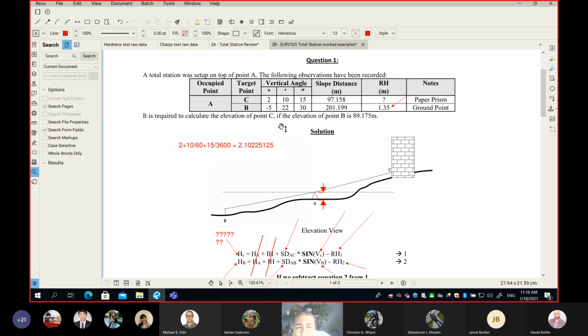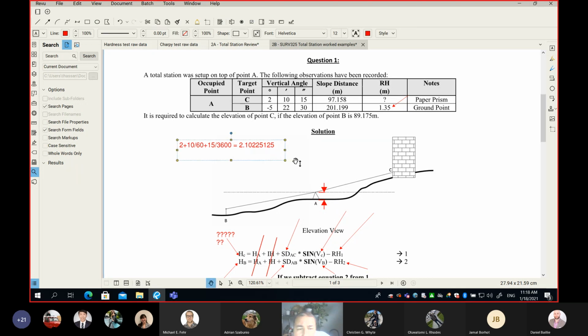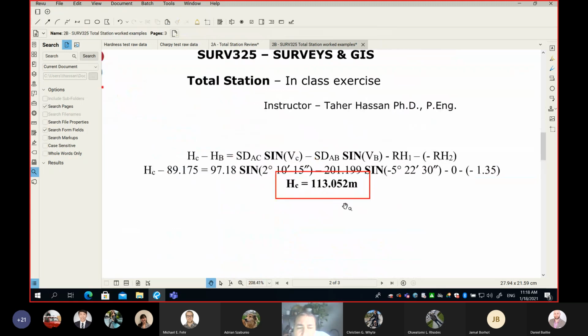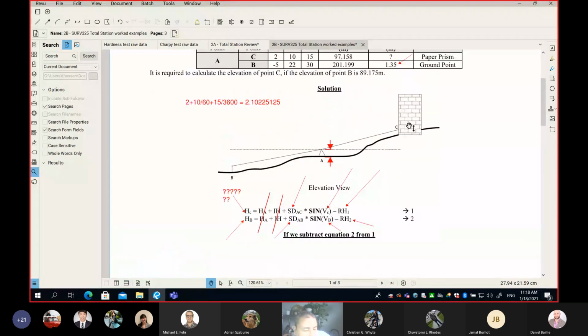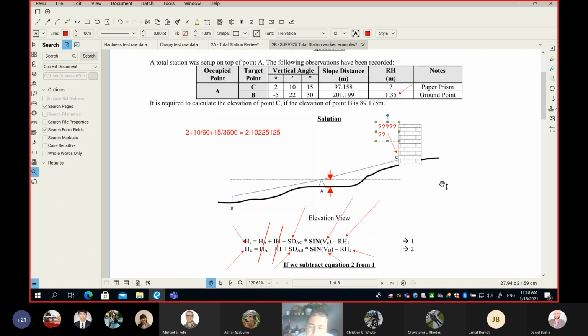Okay, so if we go past the sine and cosine, I'm asking you, what do you think? Are we able to find the elevation of point C? So this elevation of this point on the wall? Okay, so you can see here, I'm able to find the elevation of the point C.